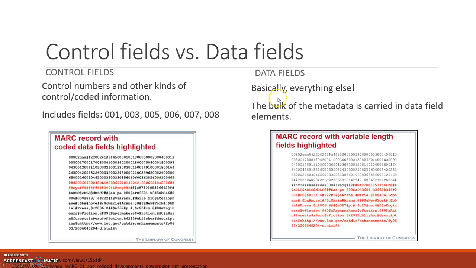For the data fields, that's basically the bulk of the record. Everything else is carried in there. This is where you start describing the resource, who made it, what it is, what it's about, its extent, how many pages it has, and so on. All of the metadata will be in the data fields.